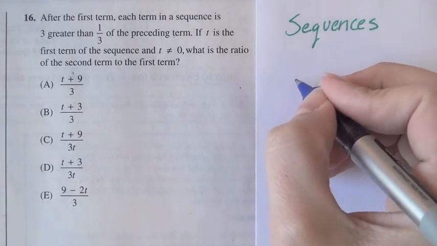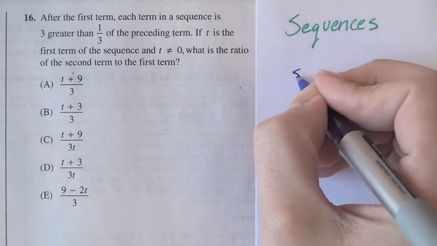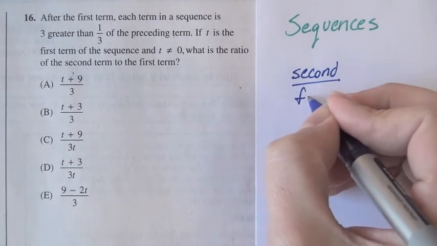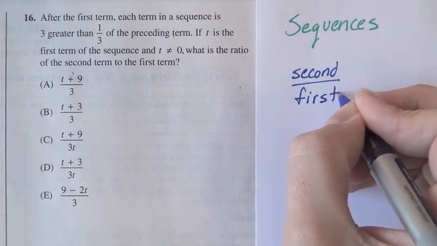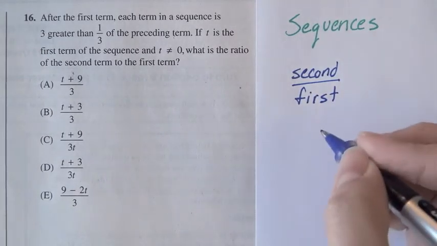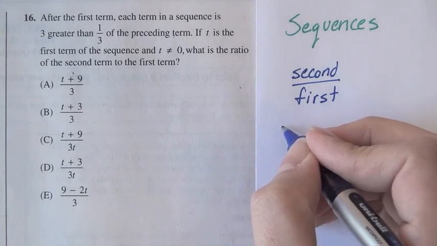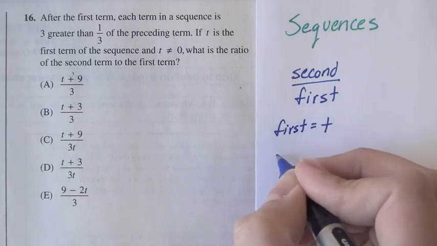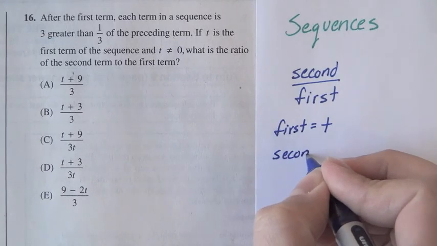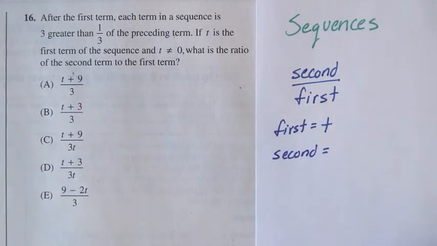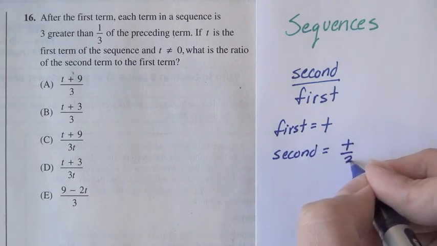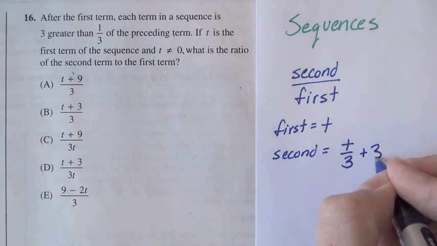What we want to find at the end of the day is the ratio of the second term to the first term. So I'll put the second on top, first term on bottom. Okay, what is the first term? First term is equal to t. And what will the second term be? Well, that's equal to 3 greater than 1/3 of the preceding term. So that means 1/3 of t plus 3.